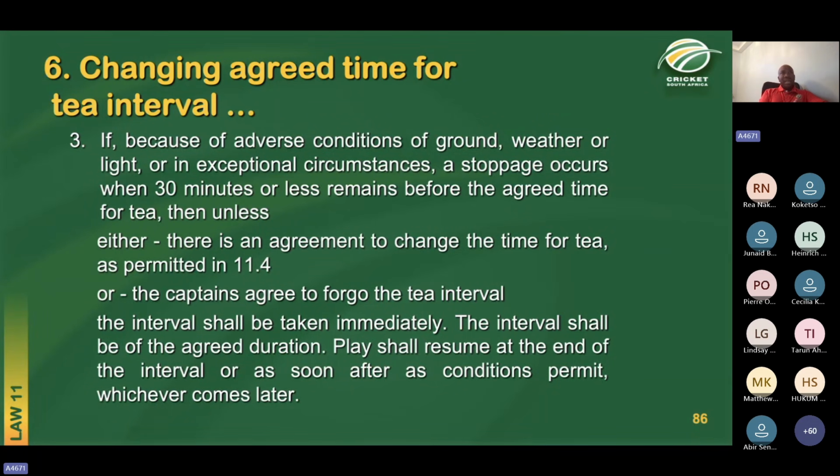Remember that our scheduled tea time is 14:40. So if it starts raining at 14:15, that is 25 minutes before the scheduled tea break, then we take tea immediately. Why? Because it is less than 30 minutes to go before the agreed time for tea. Because we're coming off due to adverse weather conditions within that 30 minutes of the scheduled tea break, we take tea immediately. So we would take tea from 14:15 until 14:35.